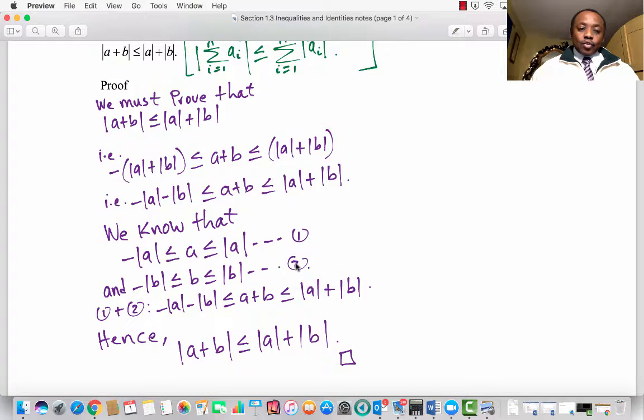Add 1 and 2 and we get negative absolute value of A minus absolute value of B less than or equal to A plus B, which is less than or equal to absolute value of A plus absolute value of B. Hey, wait a minute. What did we just get? Go back here. Exactly what we are trying to prove.